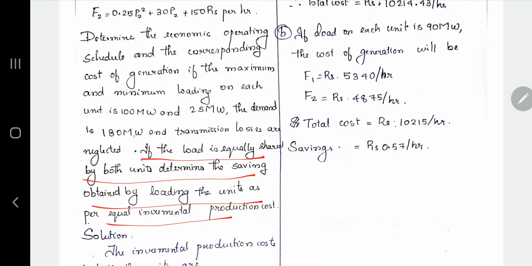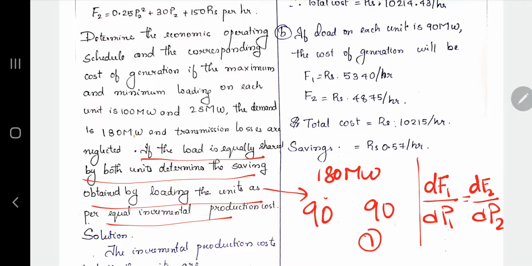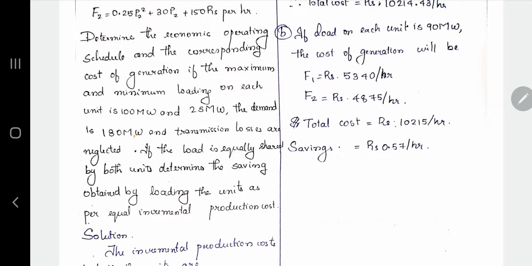We have to compare the loading in two ways. One is equal sharing. For example, if it is 180 megawatt, equal sharing means one unit should take 90 megawatt and the other one should take 90 megawatt. This is one way of loading it. Then the second method is by equal incremental production, which means df1 by dp1 should be equal to df2 by dp2. You have to do it in these two methods and just find out what the saving is if you are doing it by this method. So we are going to find the answer.